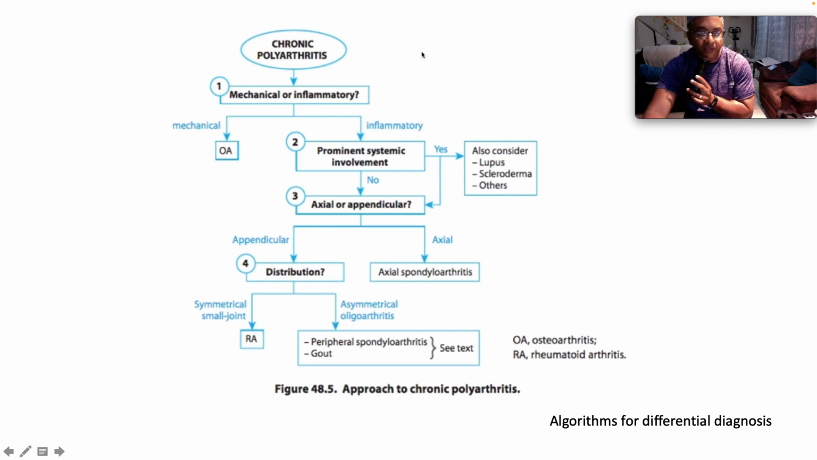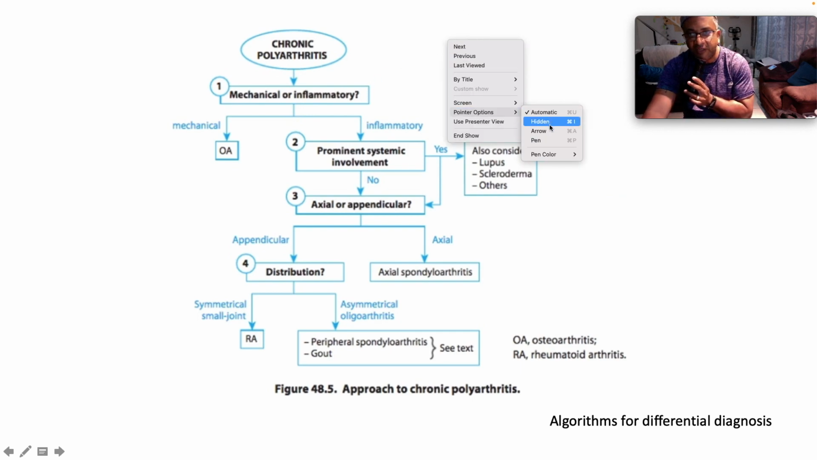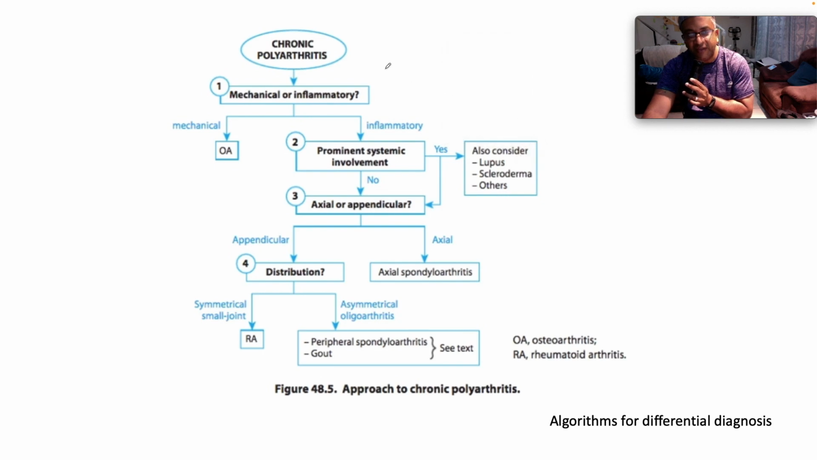Chronic polyarthritis is a different kettle of fish, right? Where first up, we classify it as either mechanical or inflammatory based on certain parameters. Is the rest pain for greater than 30 minutes or less than 30 minutes? Is it associated with raised inflammatory markers? Right? So if it's mechanical, usually we're looking at osteoarthritis. If it's inflammatory, the next question is, is there prominent systemic involvement? Then you consider systemic lupus erythematosus, systemic sclerosis, etc. If no, ask, is it axial or appendicular?